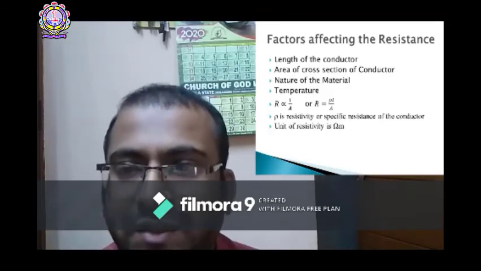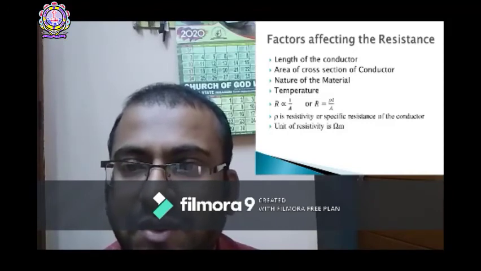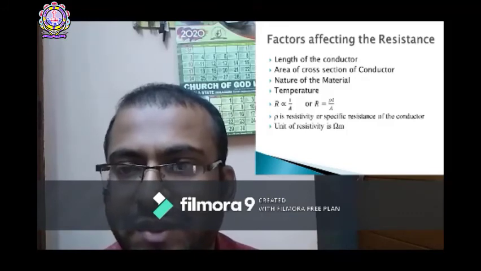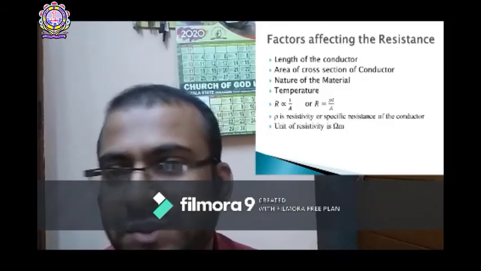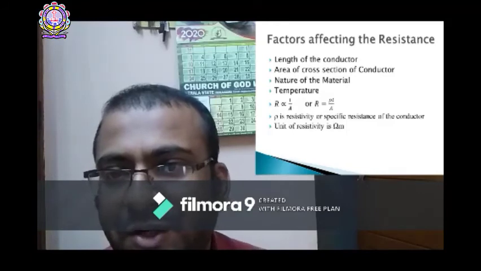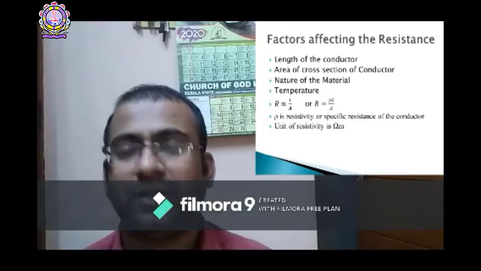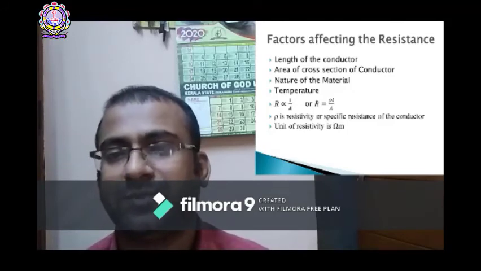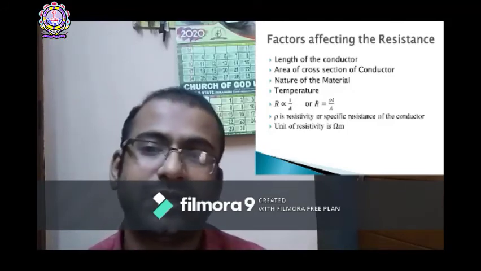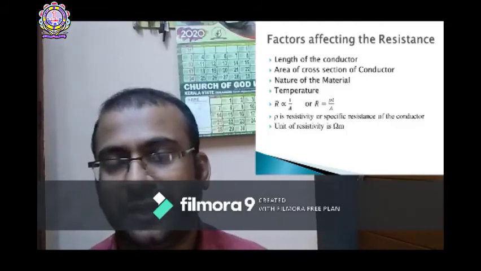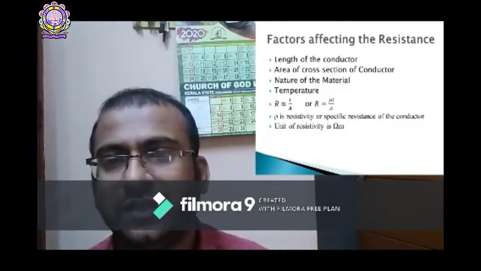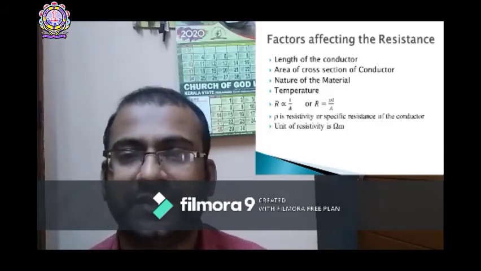Next thing, nature of the material. Nature of the material means the resistance depends on different materials. Silver is the best one, and after silver comes copper, then aluminum. This is the order. For a particular material, there is a resistivity, called specific resistance or resistivity of a material. Next one is temperature, and these are the four factors affecting the resistance of a conductor.